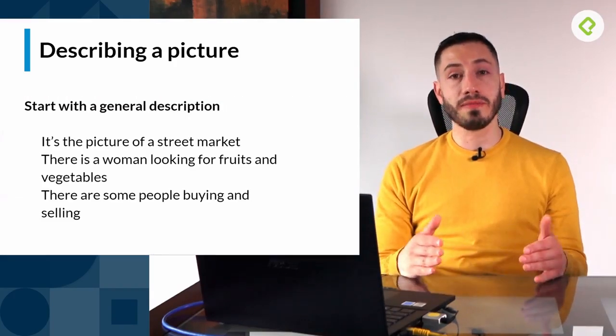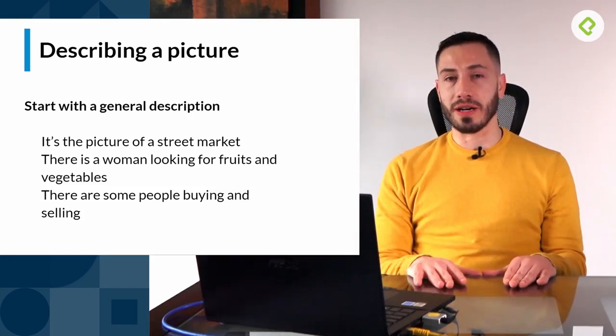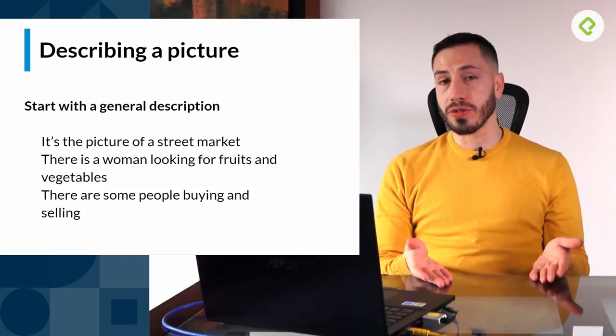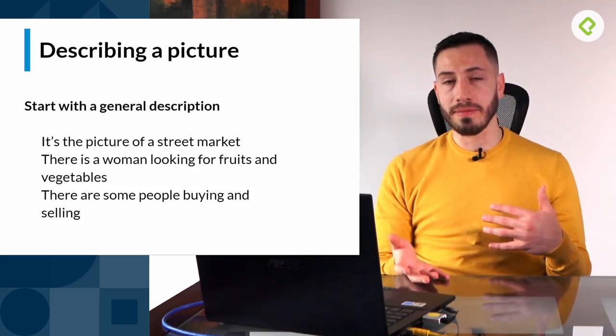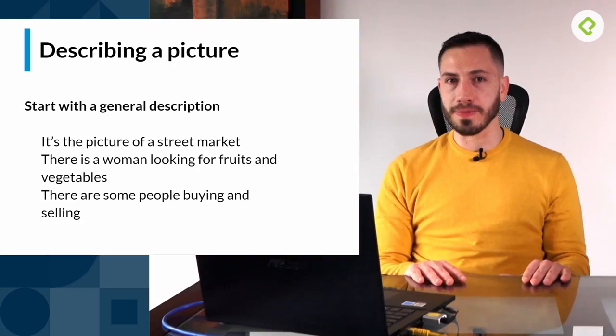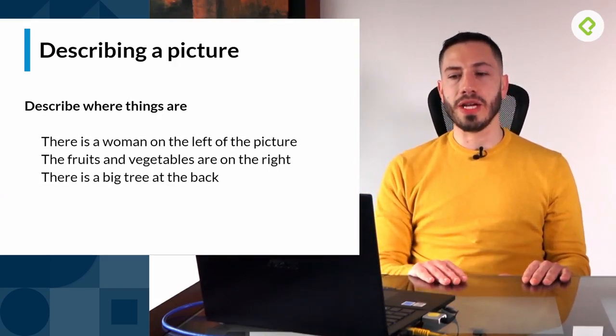Let's start with general description. It's a picture of a street market, I would say. There is a woman looking for fruits and vegetables. We may think that she wants to buy. And there are some people buying and there are some people selling. Did you see all these details? Very good. Let's give more detailed information.